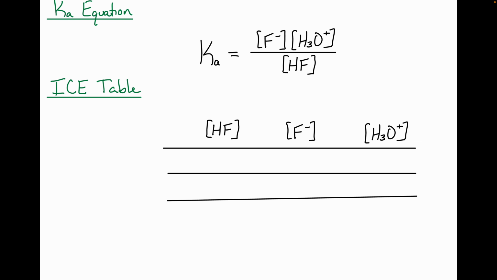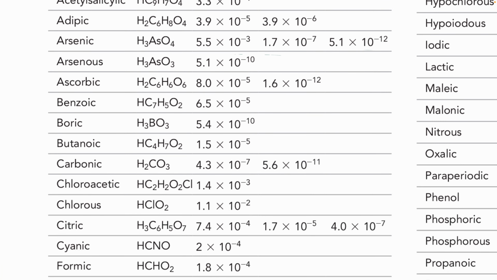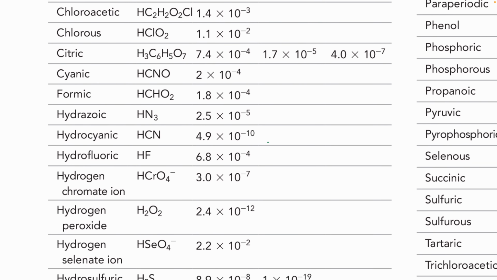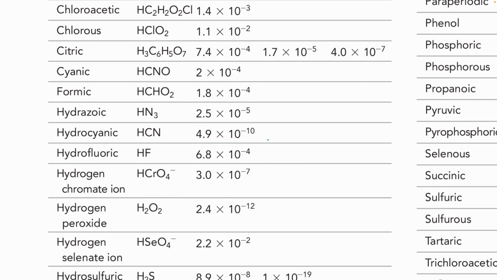Do you have the Ka? Oh, yeah, we do need that. Sorry. Cool, yeah. So we need to go to our table here, and we need to note it for our particular acid. All right, so HF, hydrofluoric acid, that's 6.8 times 10 to the negative 4.